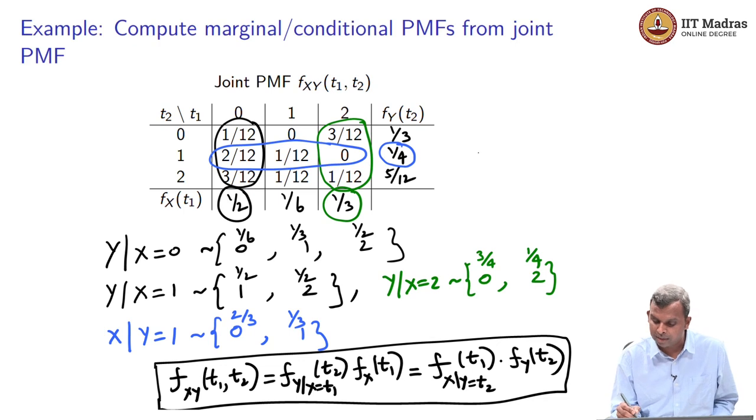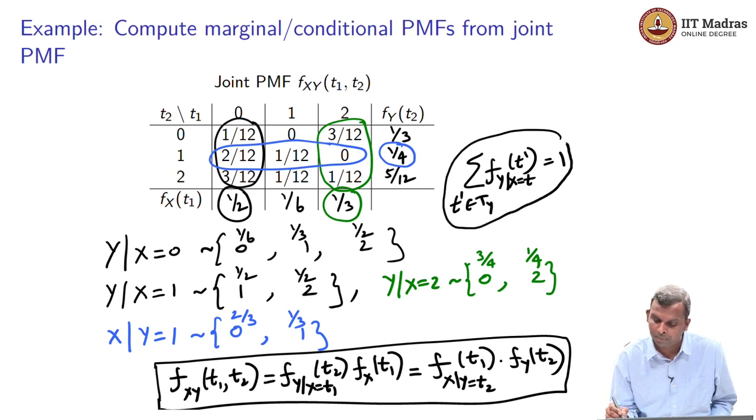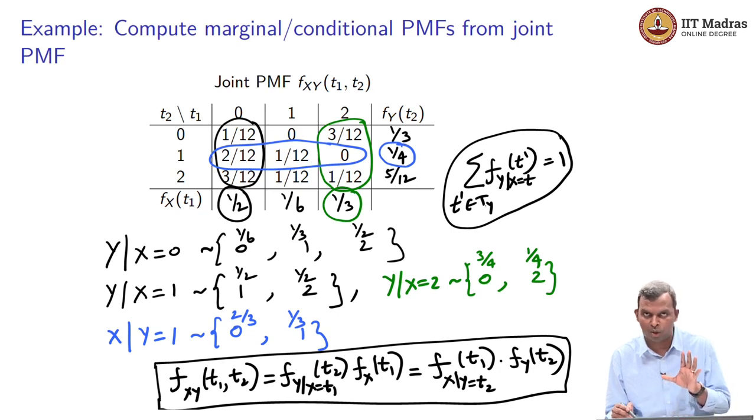So if you take the sum of f_Y given X equals t of t prime and add it over all Y, you will get 1. So this is also an important identity to remember. The conditional PMF is a valid PMF on its own. So you add up over all the range. In fact, it may not be the entire range, it may be something smaller than Y also. But anyway, let's add it over the entire range. Maybe some of the values will be 0. It doesn't matter. You add up the conditional PMF over the entire range of Y, you will get 1.